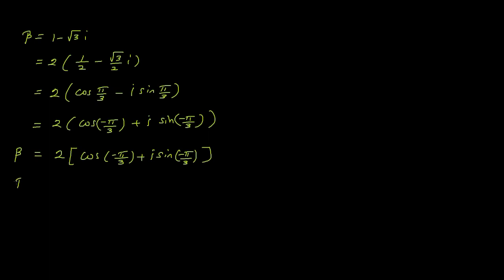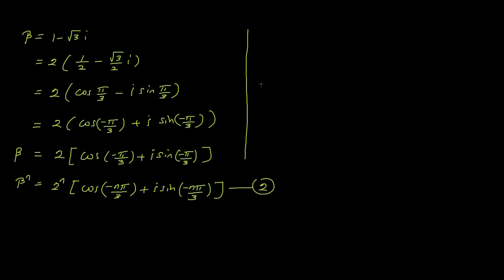What is beta power n? Again apply de Moivre's theorem: 2 to the power n cos minus n pi by 3 plus iota sine minus n pi by 3. Make it equation number 2. So from equation 1 I can write alpha to the power n, and from equation 2 I got beta power n. So let's prove the question.